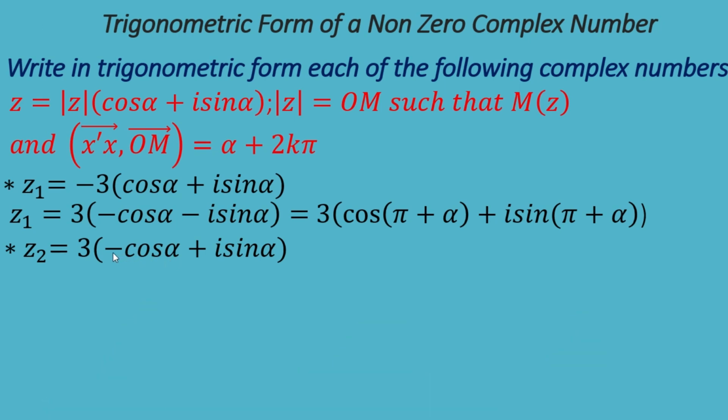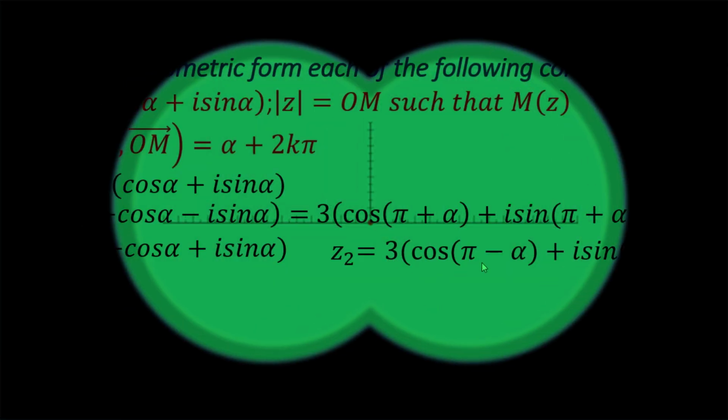And you write cosine of an angle plus i sine of the same angle. We know that in the second quadrant, cosine (pi minus alpha) equals minus cosine alpha and sine (pi minus alpha) equals sine alpha. So this is cosine (pi minus alpha) plus i sine (pi minus alpha). Then positive number times cosine of an angle plus i sine of the same angle. This is the trigonometric form. Modulus of z2 equals 3 and an argument of z2 is pi minus alpha.